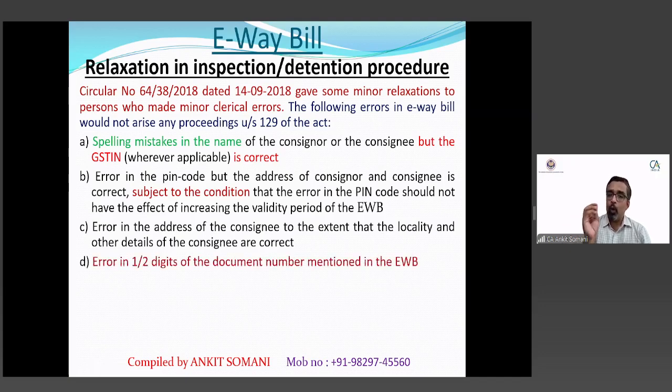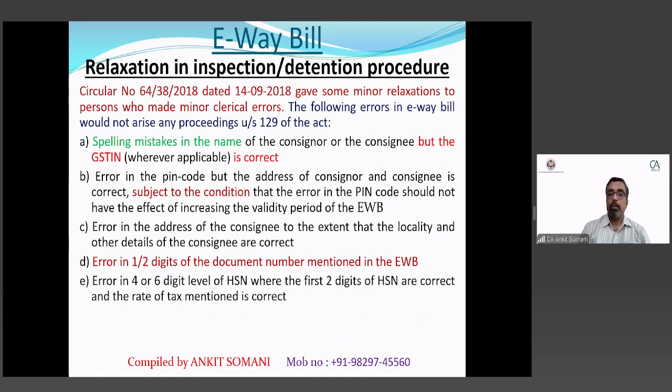Error in 1 or 2 digits of the document number mentioned in the e-way bill. See, read very carefully. This is a very common mistake, that the invoice number or the delivery challan number mentioned in the e-way bill was not proper. Then again, in such a case, Circular 64 will come into picture and Section 129 cannot be raised.